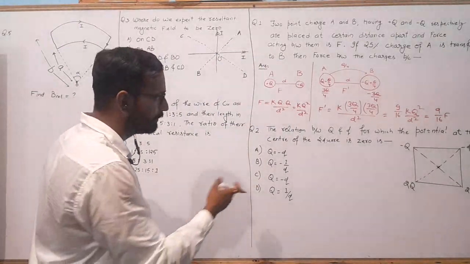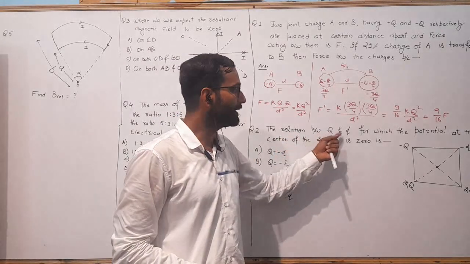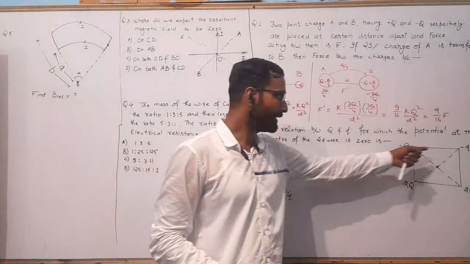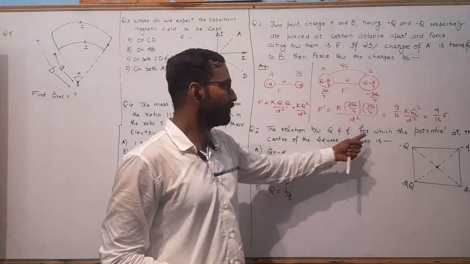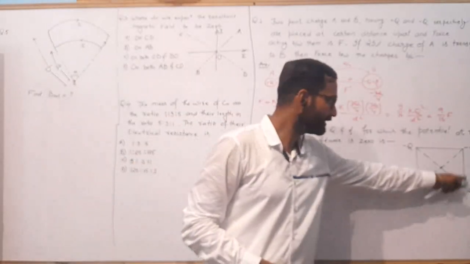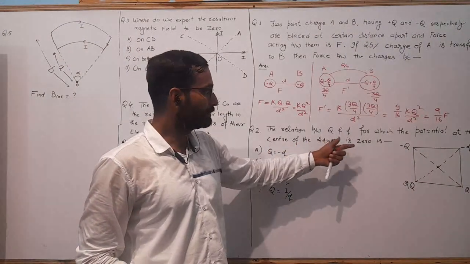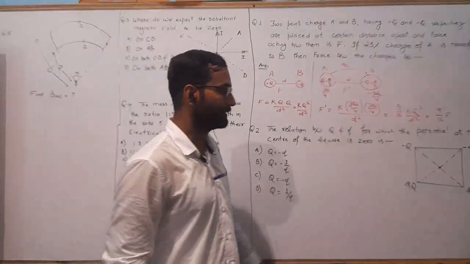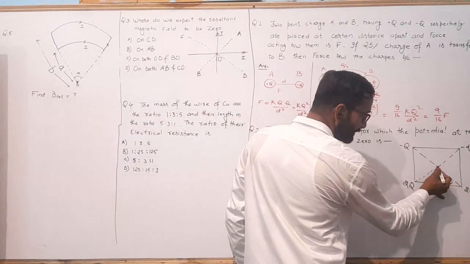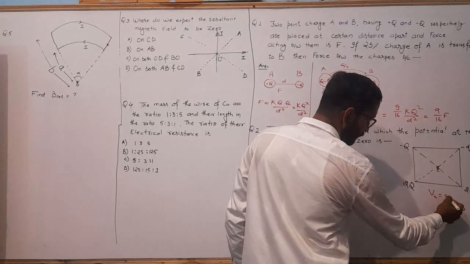Now we will come to the next question. The next question is about the relation between capital Q and small q for which the potential at the center of the square is 0. That means he said the potential at this center point is 0, that means VC equals 0.